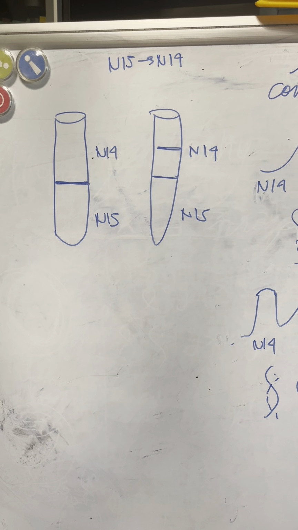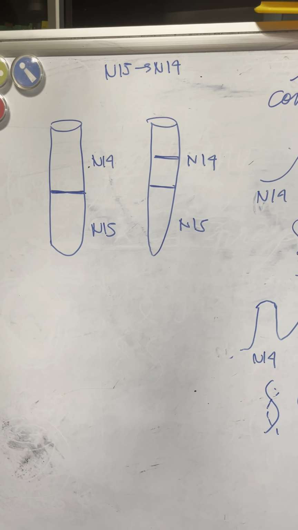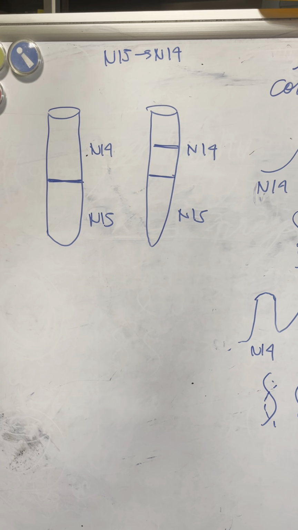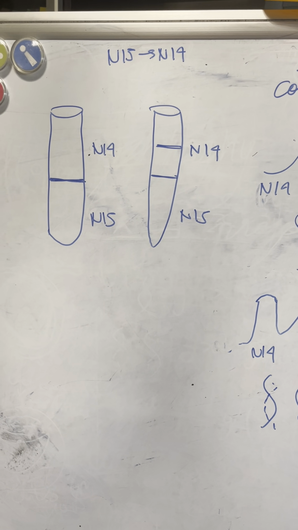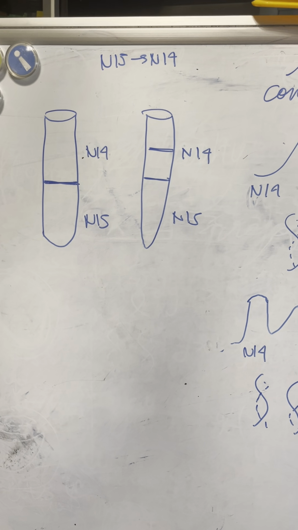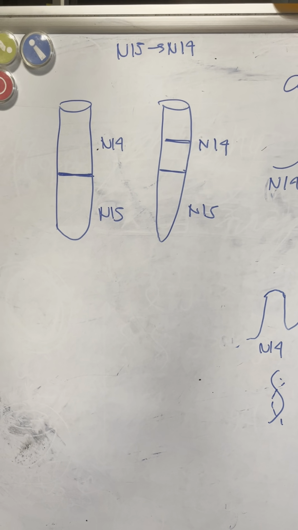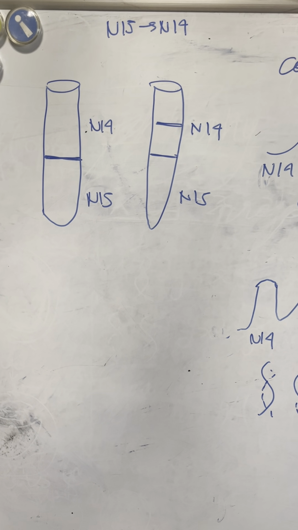In the Meselson-Stahl experiment, they were able to determine that DNA replicated semi-conservatively. In the experiment, they grew E. coli cells first in an N15 medium, then moved them to an N14 medium. If DNA replicated semi-conservatively, we should see an intermediate band between N14 and N15, like in the first picture.